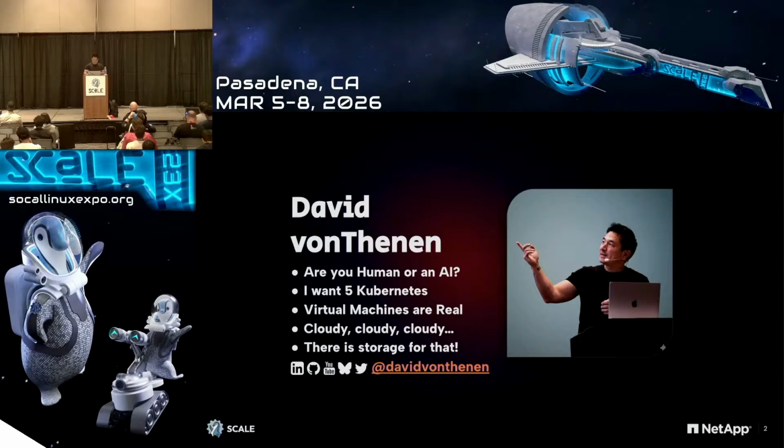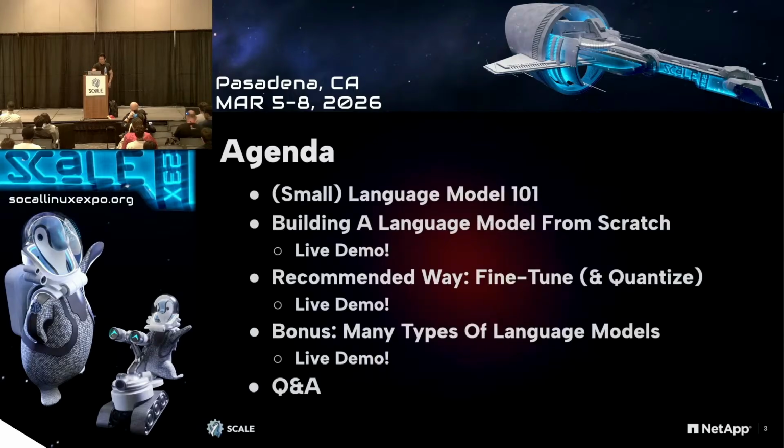So hopefully we'll take a look at small language models. This is the agenda. We're going to do small language models 101: what are some of the terms you probably hear when it comes to training a large language model, and by extension how a small language model works. Then we're going to discuss how to build a small language model from scratch. We're going to do a live demo, obviously not the training because that would take way too long. And then we're going to talk about doing it the right way in terms of fine-tuning and quantizing a model.